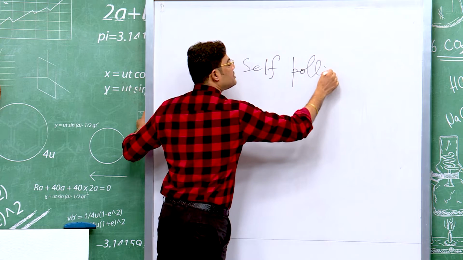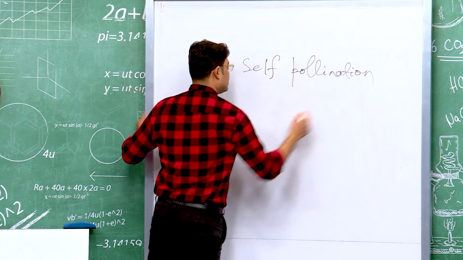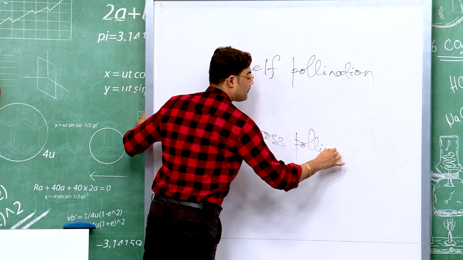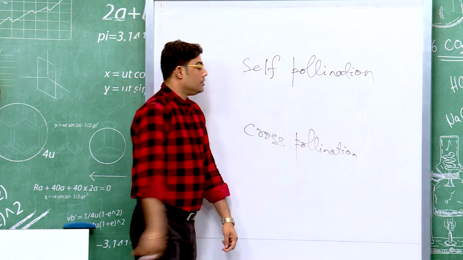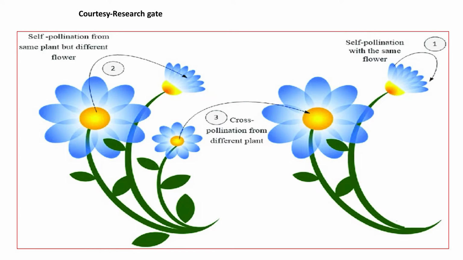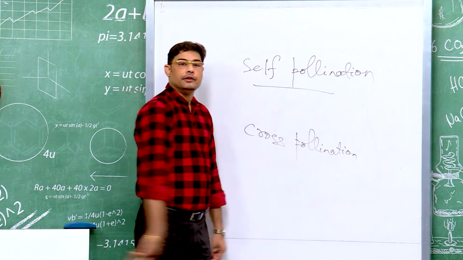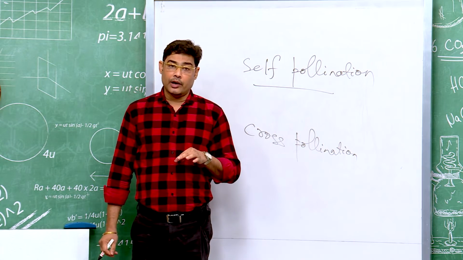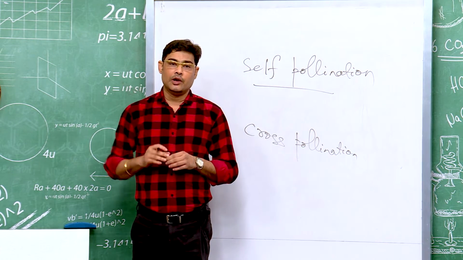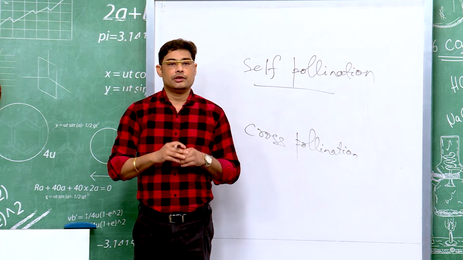So, we have two types of pollination, one is self pollination, the other one is cross pollination. The transfer of pollen grains from the anther to the stigma of the same flower, or of different flowers but borne on the same plant, is called self pollination. And the transfer of pollen grains from the anther to the stigma of another individual is called cross pollination.